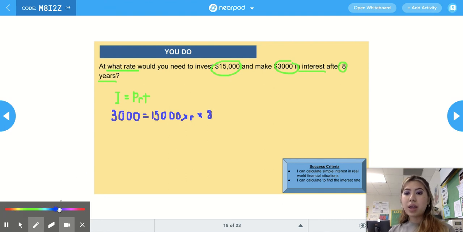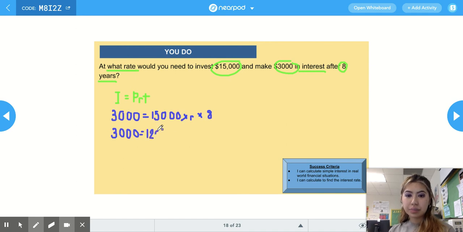Now we're going to multiply the numbers on the right side. So we have 3,000 is equal to 15,000 times 8, and that is 120,000. We still don't know what R is, so we're going to keep R. Now we want to get the R alone. We want to isolate the variable. So to do that, we're going to have to divide by 120,000 on both sides.